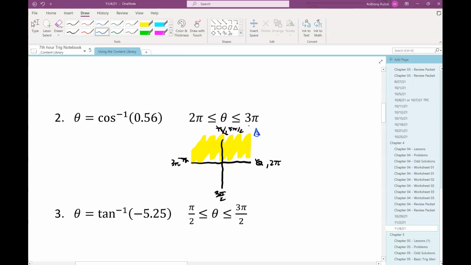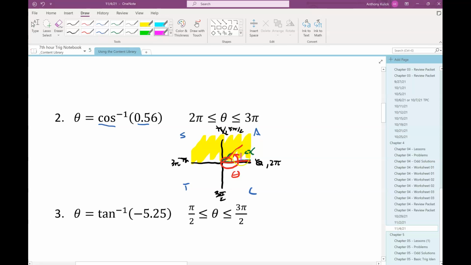I'm going to use all silly turtles crawl to determine where cosine is positive between quadrants 1 and 2. The A in all tells me all of my functions are positive in quadrant 1. So there is my theta. So far, so good. So my alpha is going to be the acute angle formed between the x-axis and my terminal side. So that's my alpha.